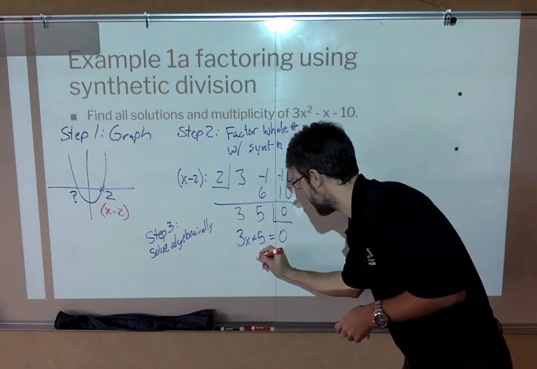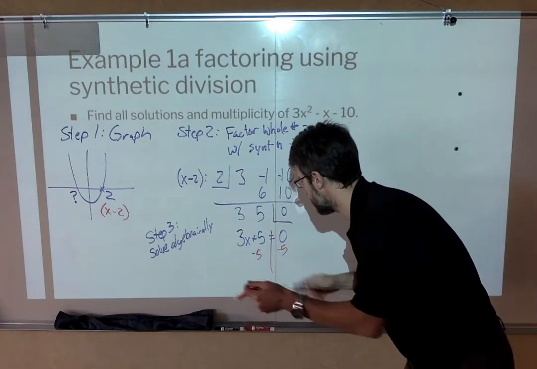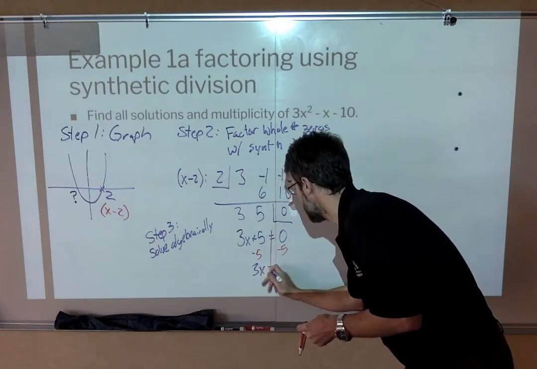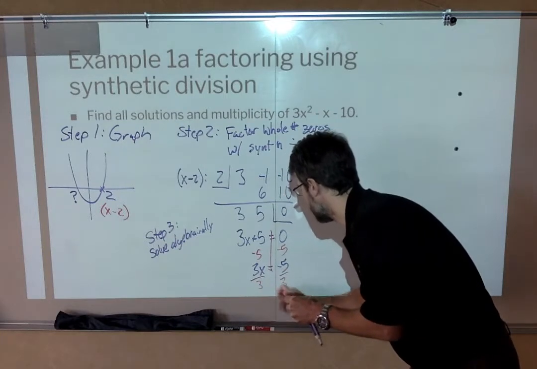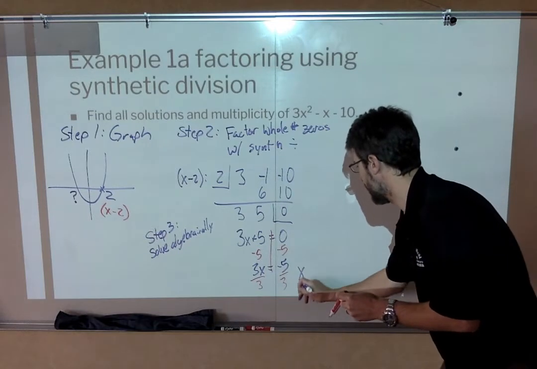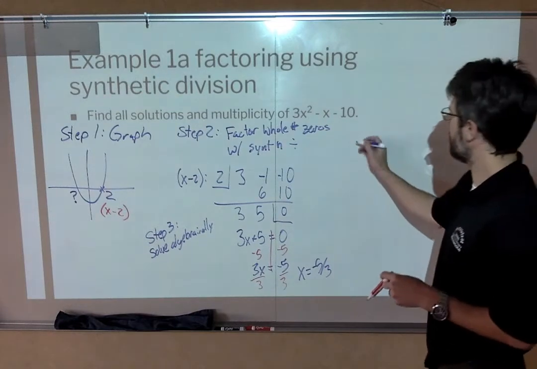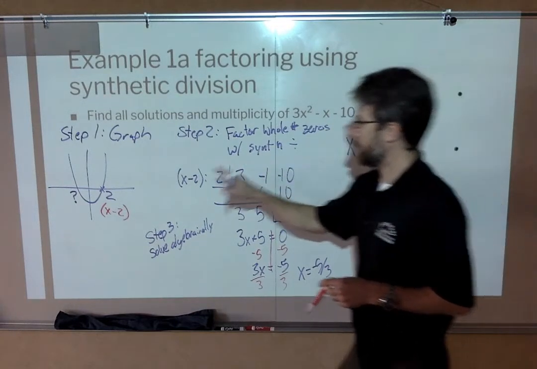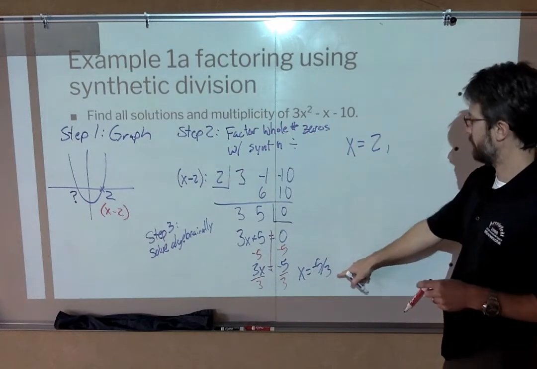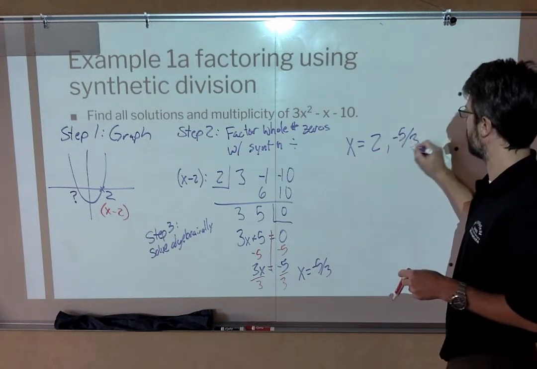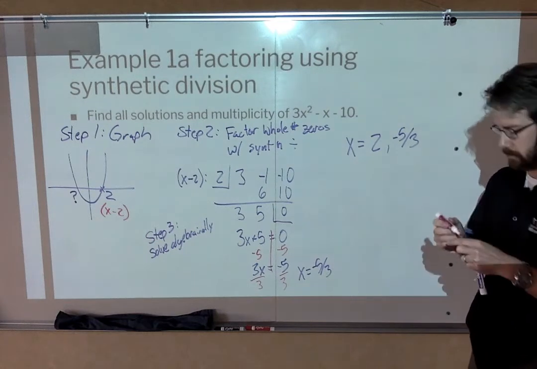All right, so how would I solve this algebraically? Subtract 5 on both sides, just two-sided equation stuff. 3x equals negative 5, and then we're going to divide both sides by 3, and we will get that x is equal to negative 5/3. So our solutions to this: I got a positive 2 by graphing, so x equals 2, and I got a negative 5/3 by factoring and solving algebraically.